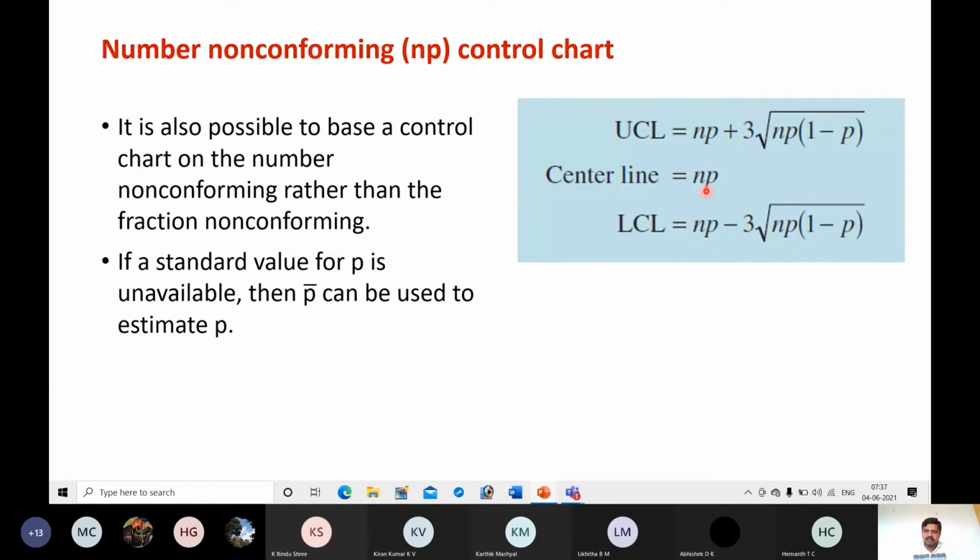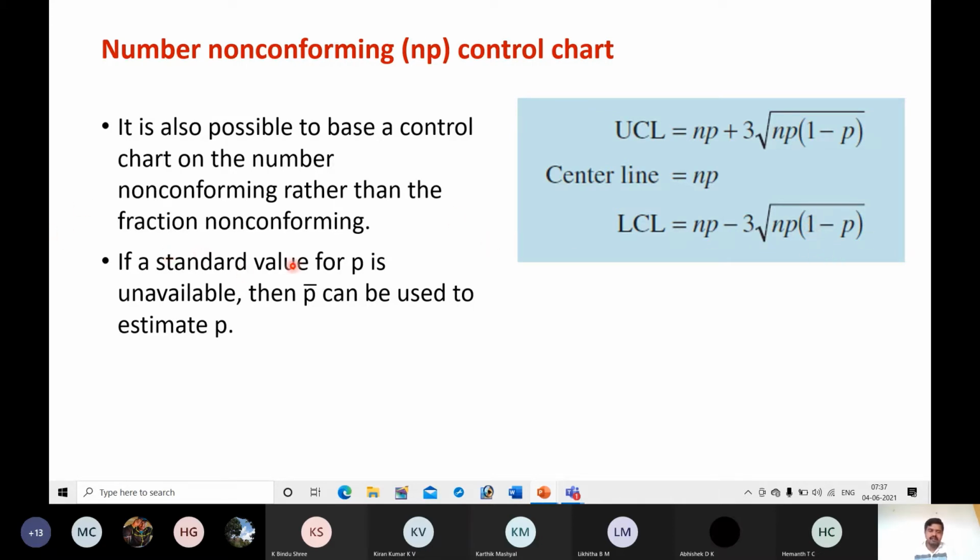The center line is given by np, and the upper control limit is np plus 3 root of np into 1 minus p. This square root of np into 1 minus p is sigma, the standard deviation, since we are considering plus or minus 3 sigma. The lower control limit is np minus 3 root of np into 1 minus p.